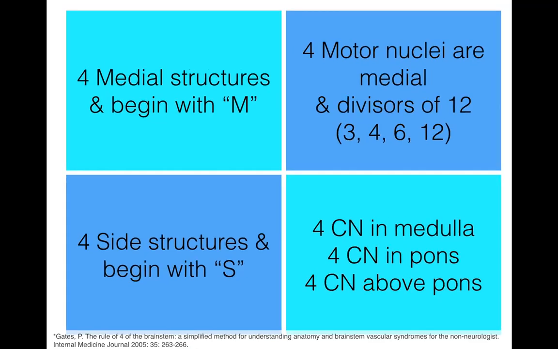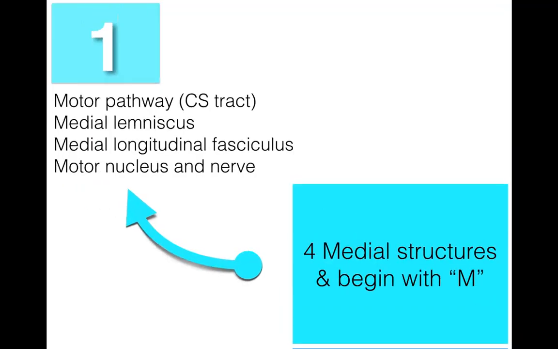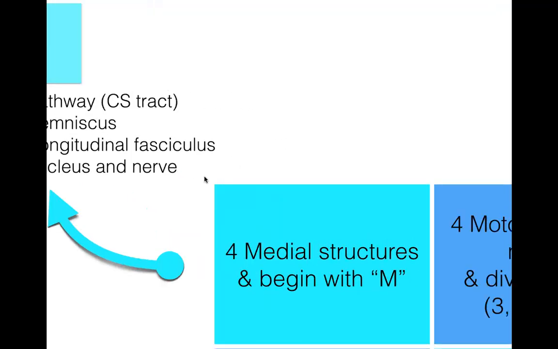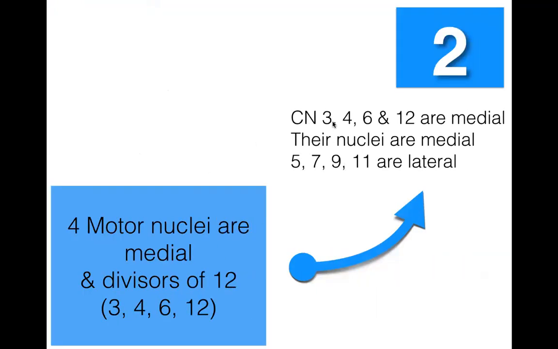So what are those 4 medial structures that are found in the brainstem that are located medially? This would include the motor pathway or the corticospinal tract, the medial lemniscus, the medial longitudinal fasciculus, as well as the motor nucleus and nerve of cranial nerves numbers 3, 4, 6, and 12. That means the nuclei of cranial nerves number 5, 7, 9, and 11 are laterally located on the brainstem.